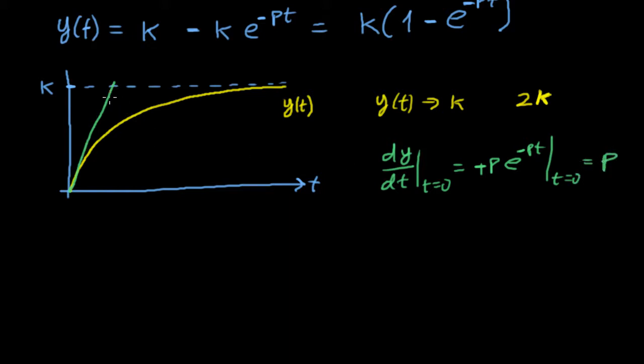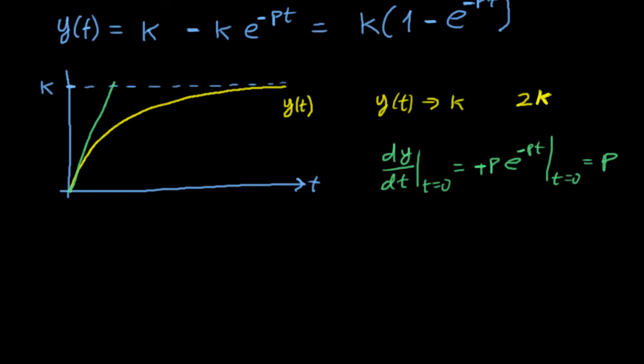So the slope of this tangent to the output at 0 is p. Well, this tangent is giving us a sense of how fast the system is, and as you see, the higher the value of p is, so if p goes up, then this tangent is steeper, and the response is faster. It would be something like this, never reaching k. But let me erase that.